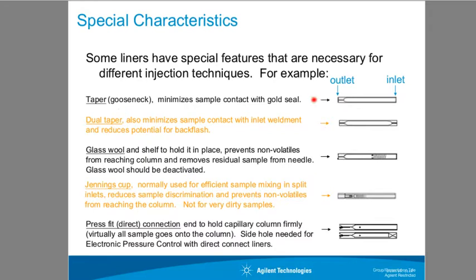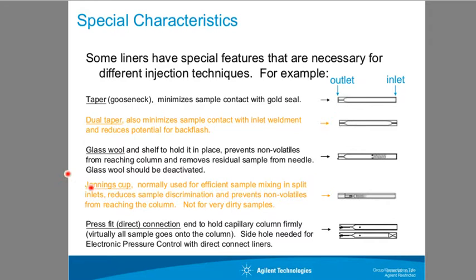We have a taper. This helps focus the sample as it comes in. So the syringe needle comes down, your sample is vaporized here, and of course you want it to go onto the head of the column. The column comes up into the bottom part of the inlet, or excuse me, the liner. So if we have a taper, it gets a little bit more focused on that.